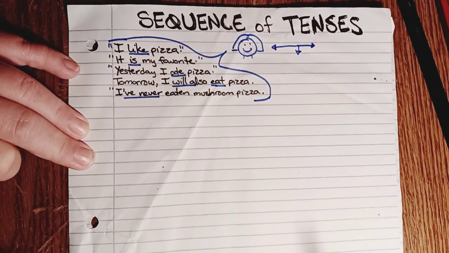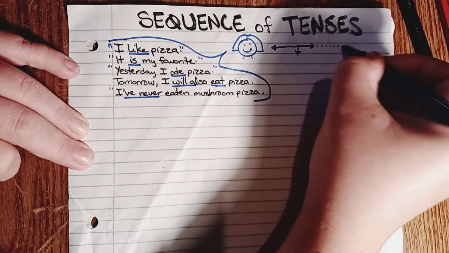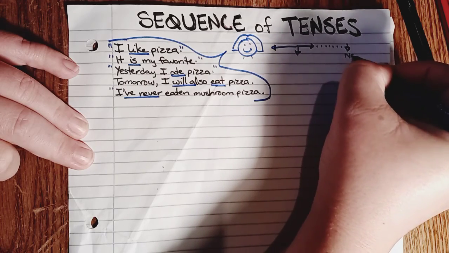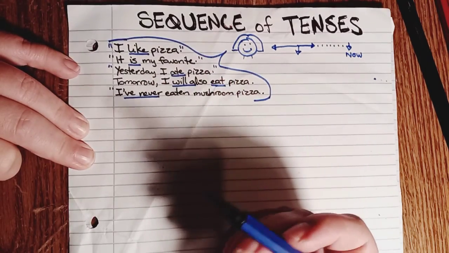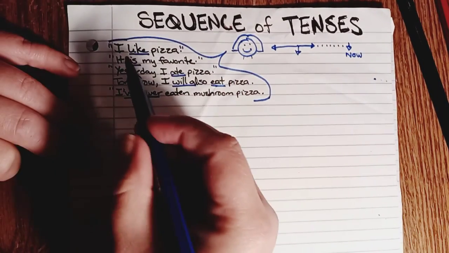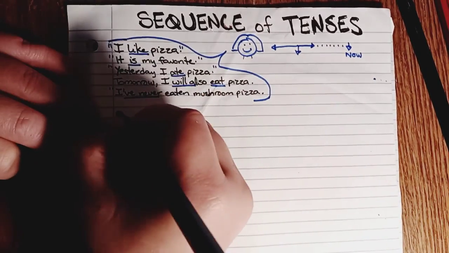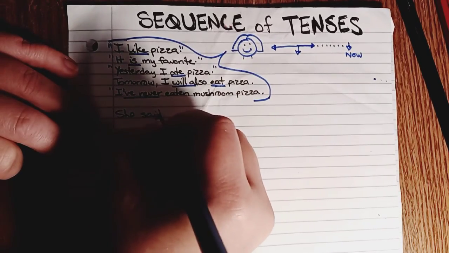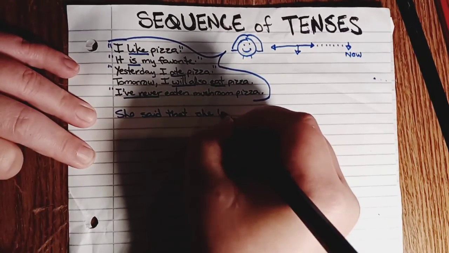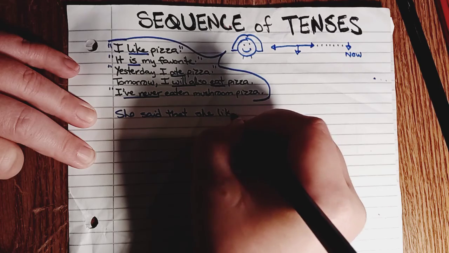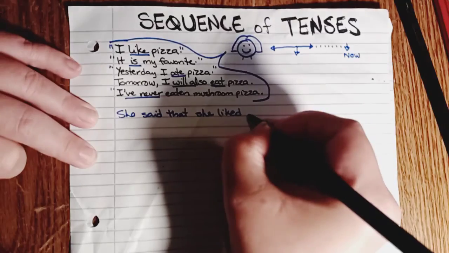What happens with reported speech is that time continues. And we have a new now. So when we are repeating what she said, we have to change a lot of things. We have to change the person. So for example, I won't say she said I like pizza. She said that she likes pizza, because she's the one that's talking. But since this was in the past, we have to change also the tense.